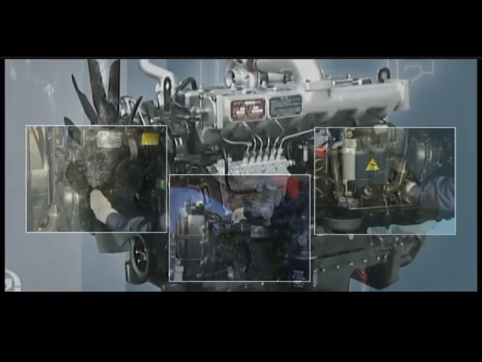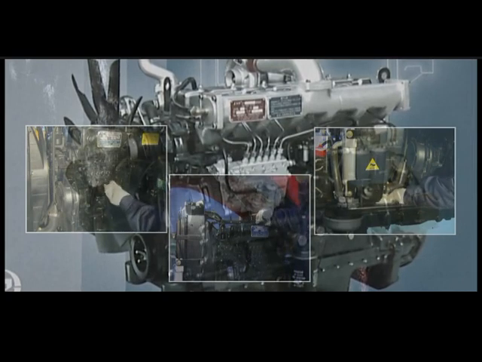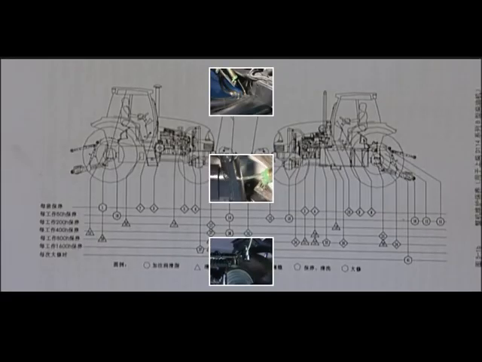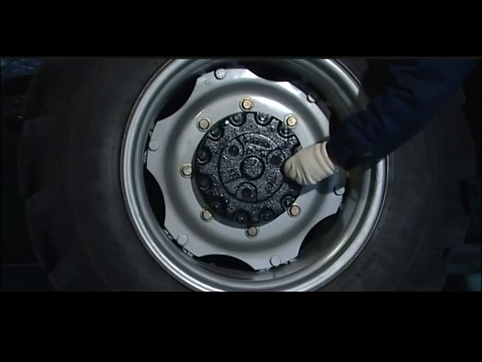Maintain the diesel engine as per the operation and maintenance manual. 400 hours technical maintenance: full contents of completing 200 hours technical maintenance. Refill the lube grease and maintain the tractor according to the tractor maintenance diagrams.